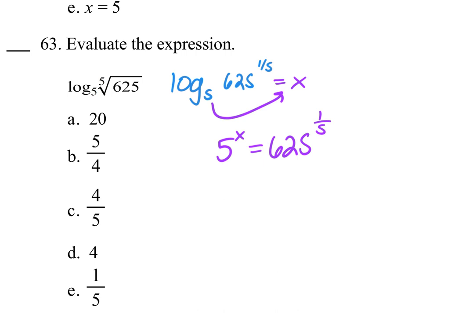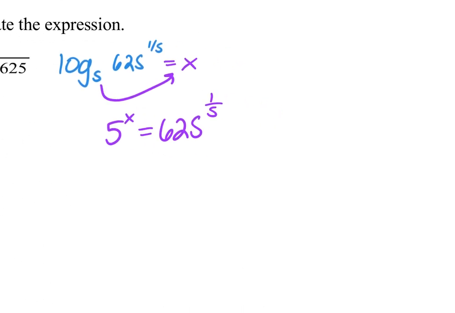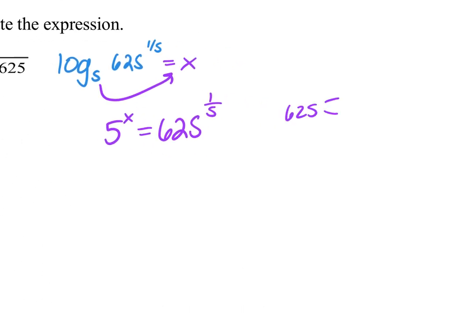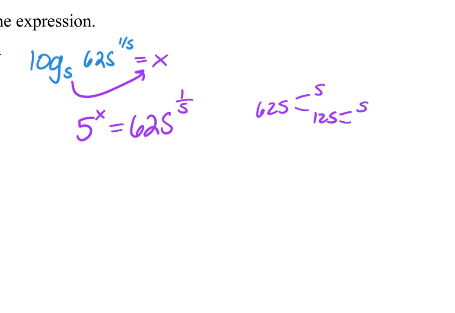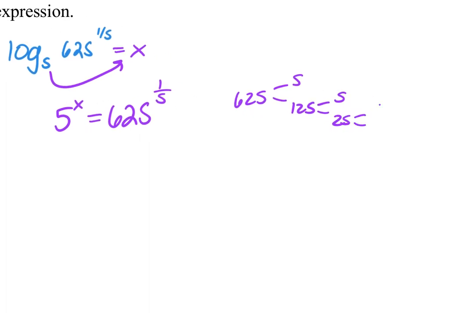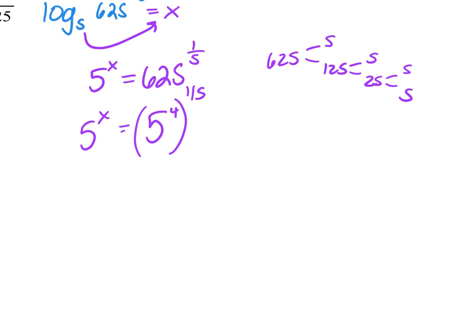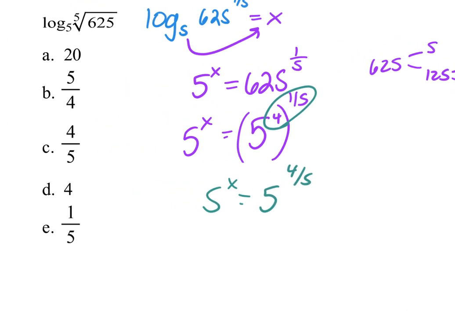Then change the base to be the same. So 625 is 5 and 125, which is 5 and 25, which is 5 and 5. So 625 is 5 to the fourth. And that's being raised to the 1/5. You multiply out those exponents. And I get 5 to the 4/5.